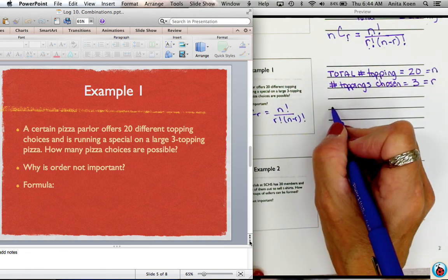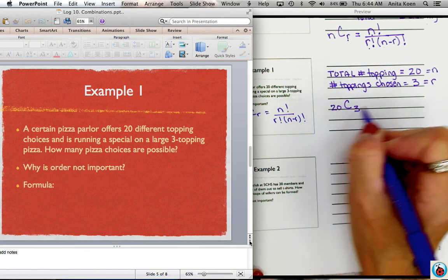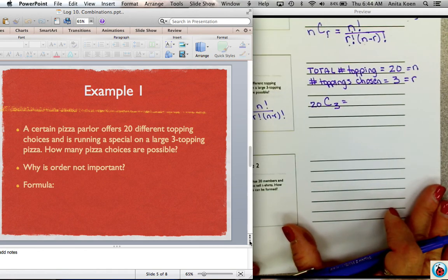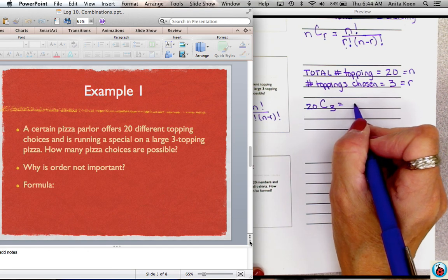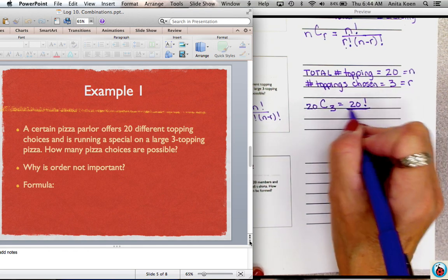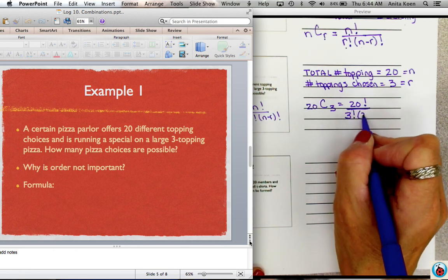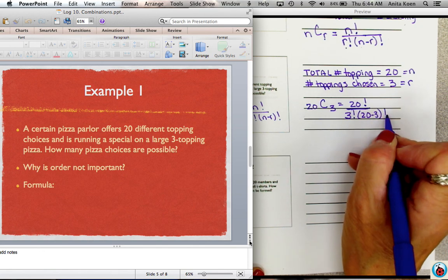So now I'm going to do 20 choose 3. 20 toppings total, we're going to choose 3 of them. So that's 20 factorial divided by 3 factorial times 20 minus 3 factorial.